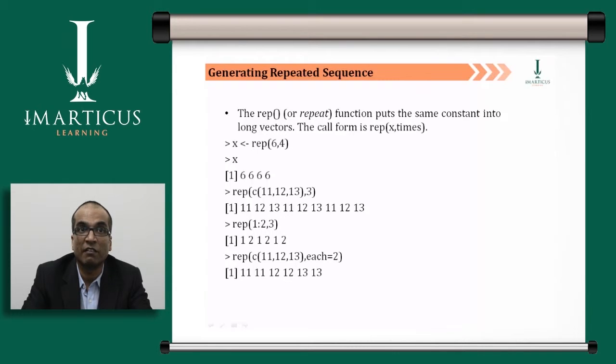So rep c(11, 12, 13), each equal to 2, tells the rep function that you want each element of the vector, that is 11, 12, 13, to be repeated twice, and that's how it becomes 11, 11, 12, 12, 13, 13.